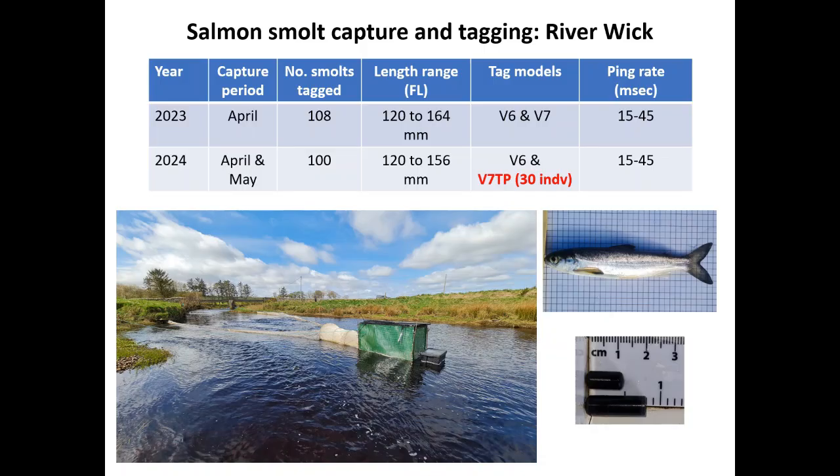We're capturing salmon smolts as they migrate down the River Wick at night in April and May. We tagged approximately 100 fish each year with V6 or V7 ID tags. In 2024, 30 of those tags also had temperature and pressure sensors on them, which just allows us to see a bit more detail about the fish behaviour.